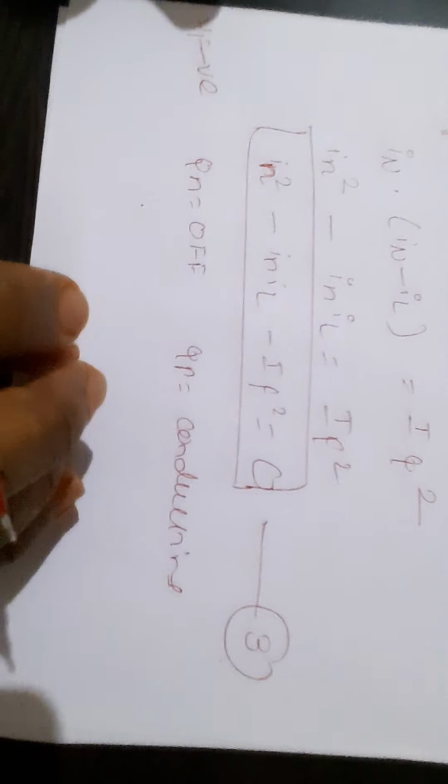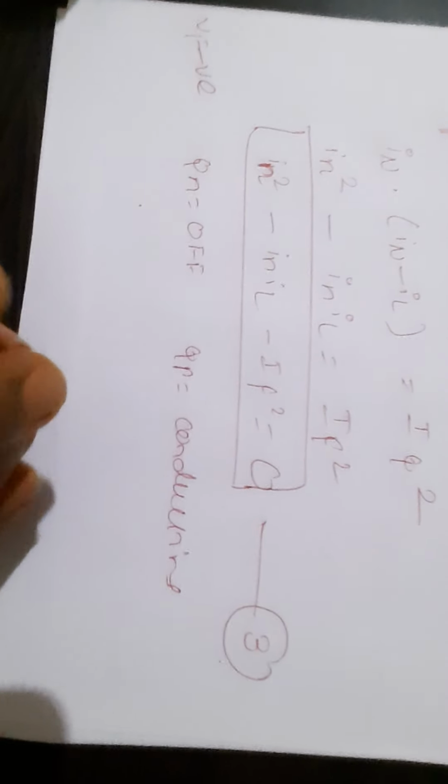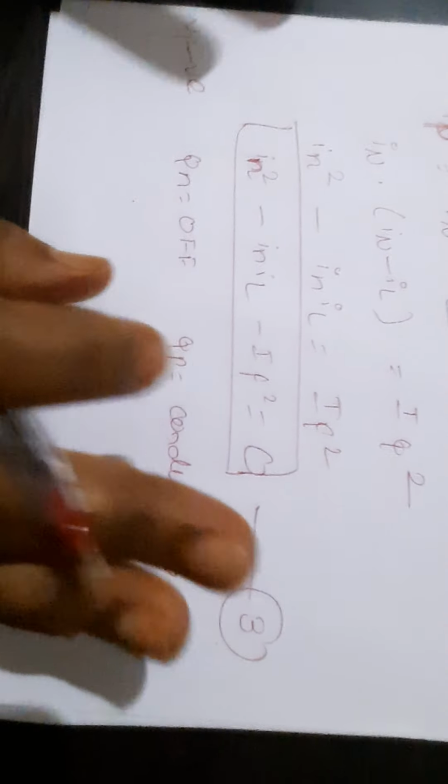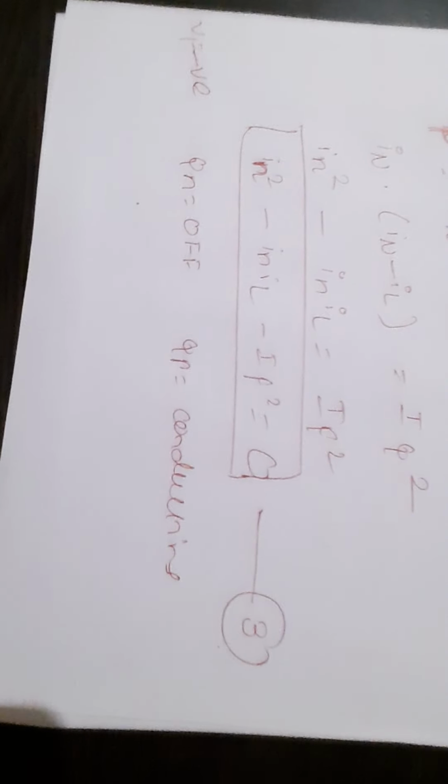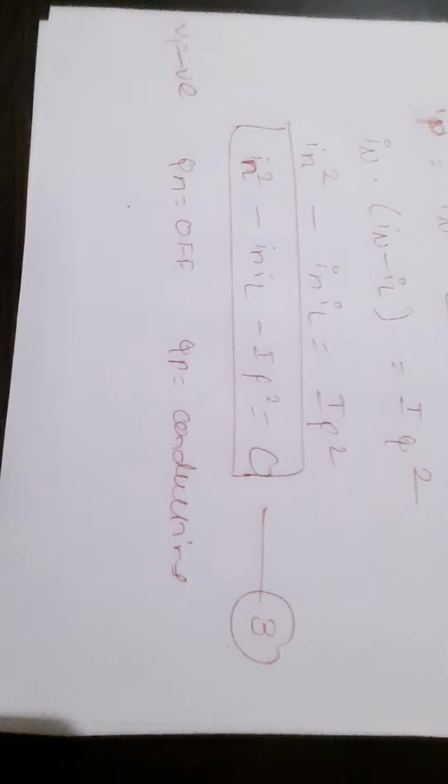The improvement is that for small V1 both the transistors will be on, so that the crossover distortion can be eliminated. If I want to draw the transfer characteristic, it will be like this. There is no crossover distortion.